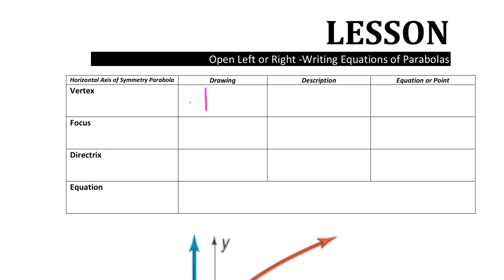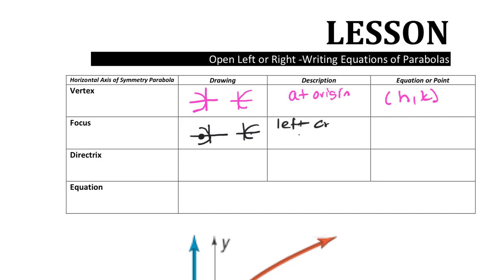In this part of the lesson, the parabola opens to the left or the parabola opens to the right, and the vertex is still at the origin, and it's still considered to be (h, k). The focus is now to the left of the parabola, or the focus is to the right. So it's going to be to the left or right. And so the location is (c, 0).